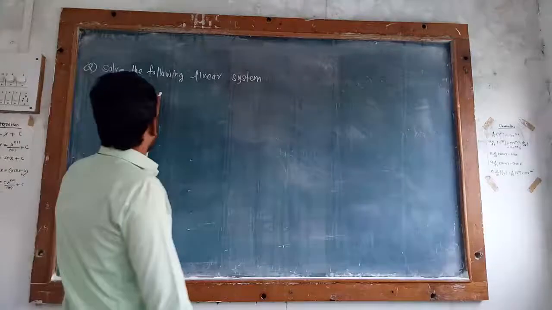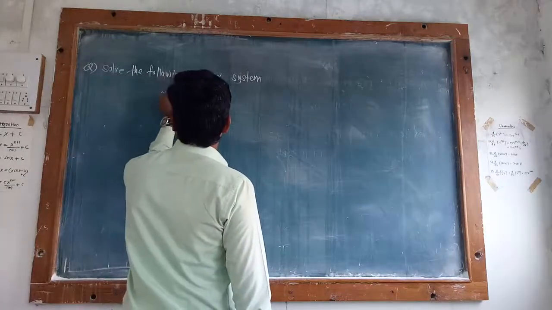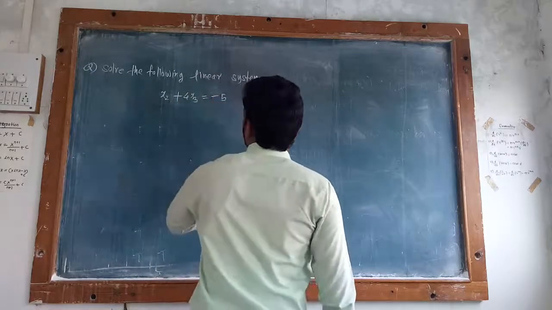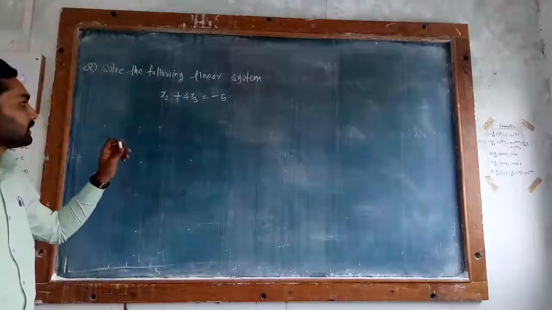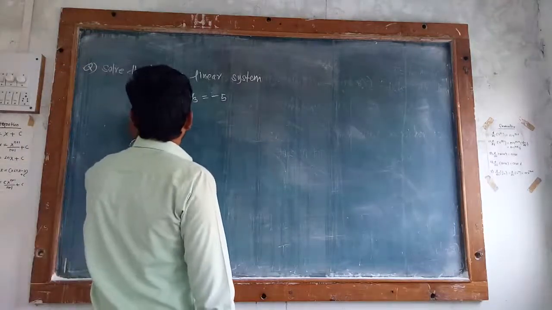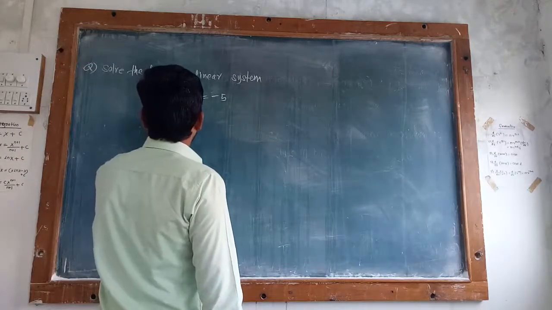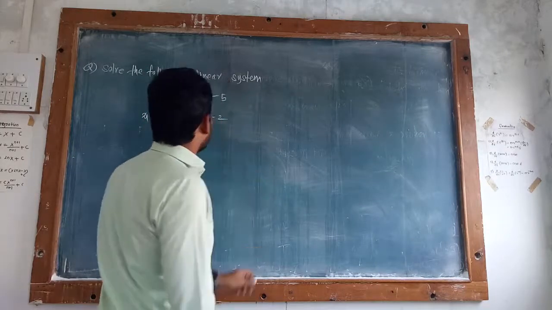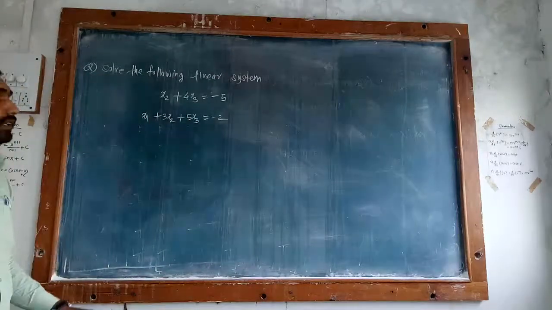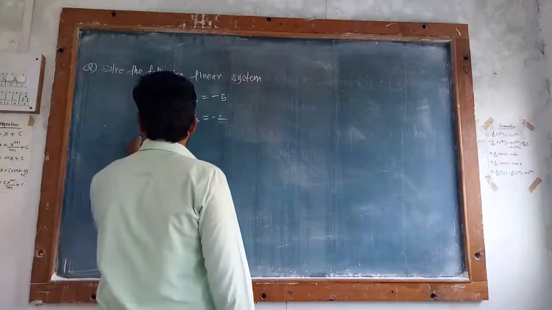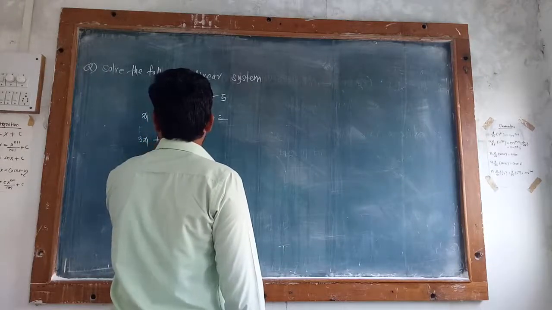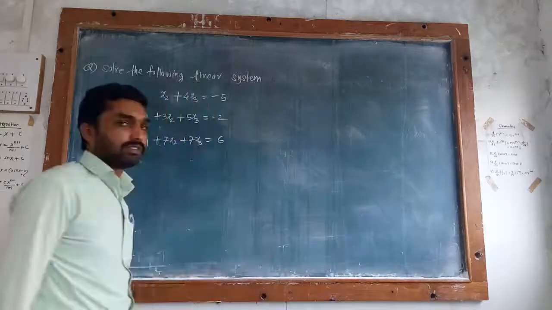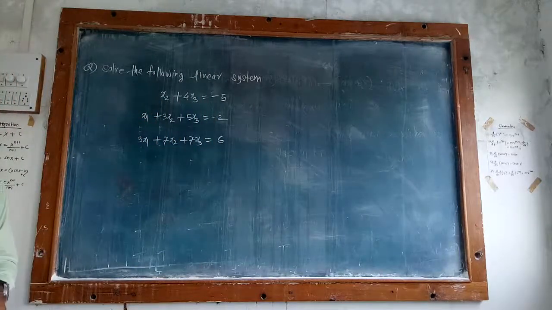Your first equation becomes x2 plus 4x3 equals minus 5. Second equation becomes x1 plus 3x2 plus 5x3 equals minus 2. And your last equation becomes 3x1 plus 7x2 plus 7x3 equals 6. So we are given this system of linear equations.